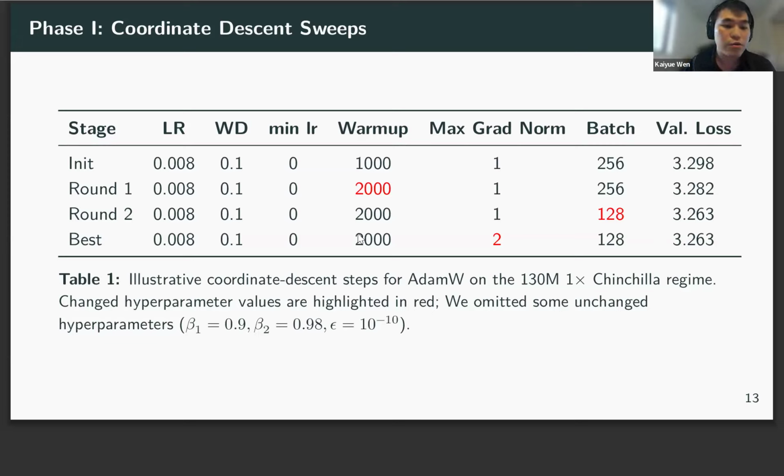And then we will just use this as our new initialization, and then perform a grid search over all the coordinates again. For example, here we show that the batch size can be reduced, and the max gradient norm should also be slightly larger than one. Our convergence criterion is that when the loss decreases by no more than 3e-3, we will stop the coordinate descent, and then choose the best performing one as the hyperparameters for this particular region.